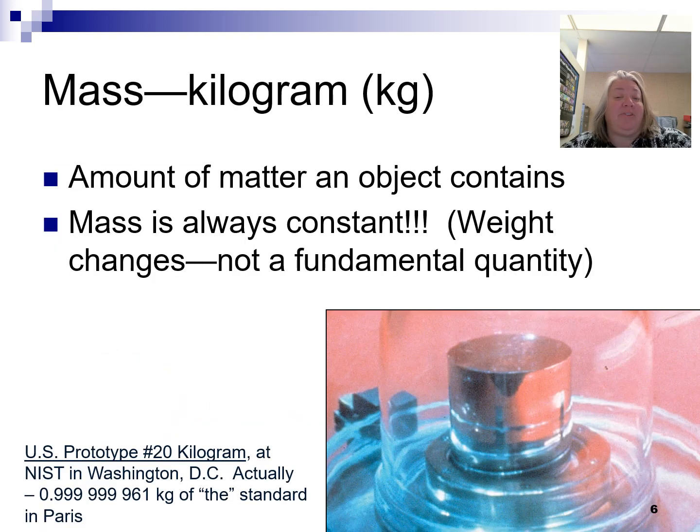Now, kilogram is kind of unique. So this is our mass. Mass is defined as the amount of matter an object has. Mass is always constant, so it doesn't matter if you're here or on the moon, in a spaceship, wherever you might be, mass is constant.